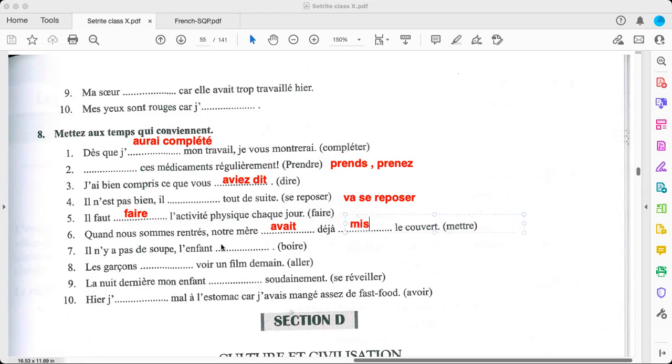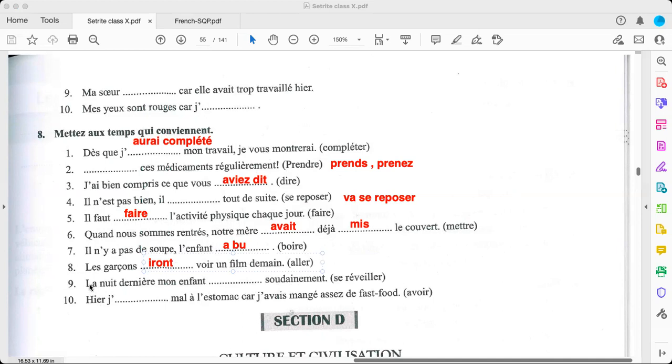Il n'y a pas de soupe. L'enfant, there is no soup. The child has drunk. A bu. Les enfants allaient voir un film demain. Demain is the indicator of futur simple. So, iront. Sorry, ONT.